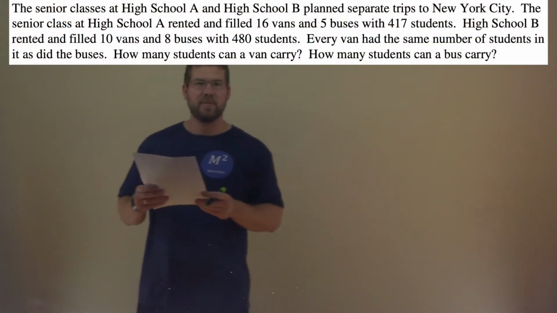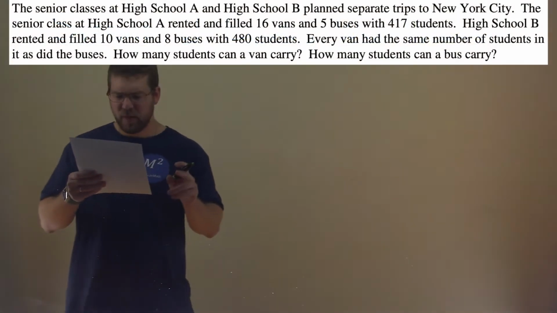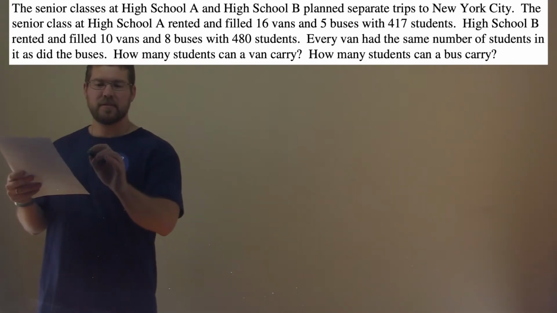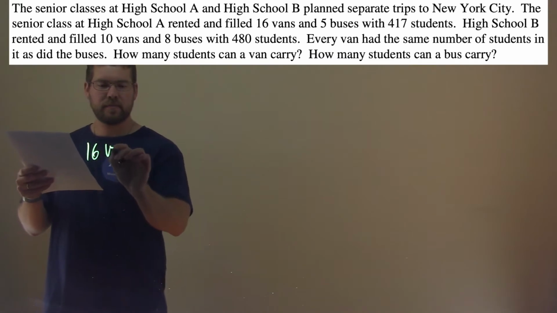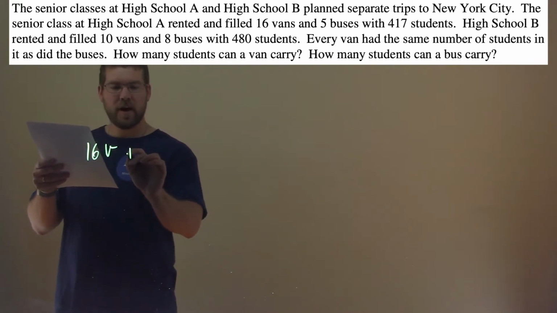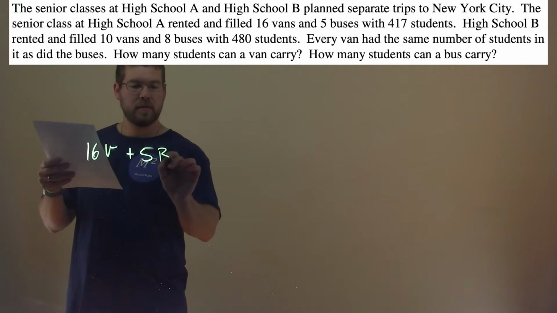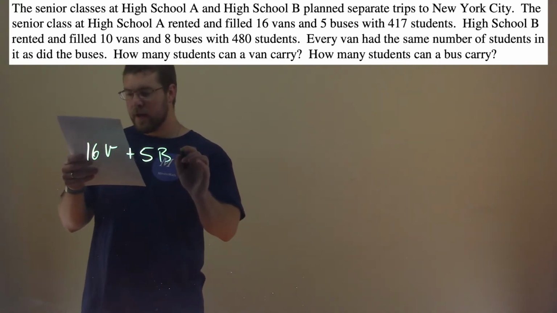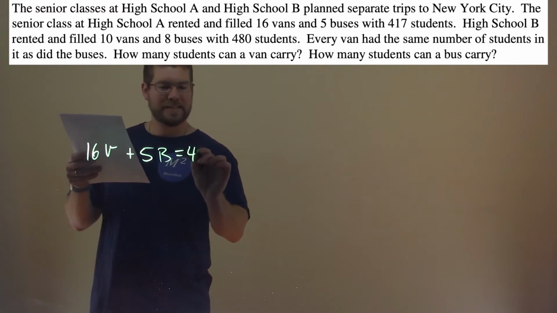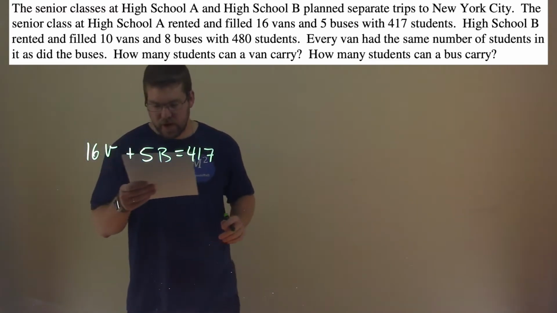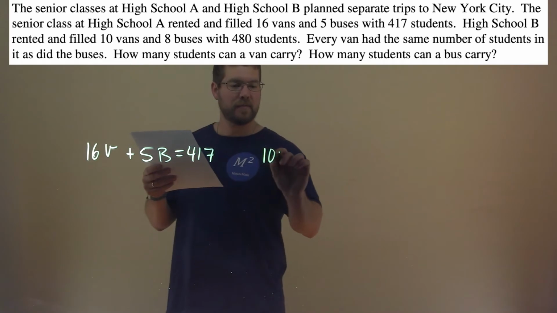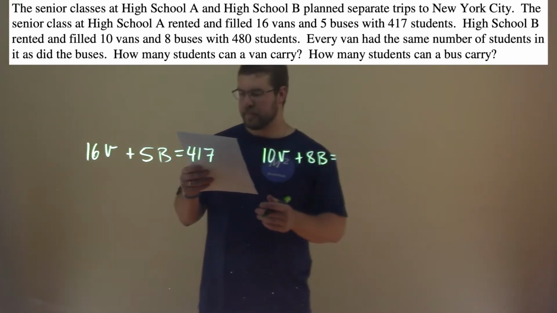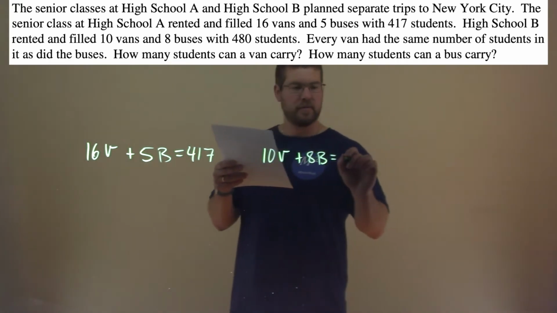So let's set up some equations here. The first equation we have is for High School A. They said they filled up 16 vans and 5 buses. So V being the number of students in a van, B being the number of students in the bus, and that had a total of 417 students. High School B did 10 vans and 8 buses, and that had 480 students.